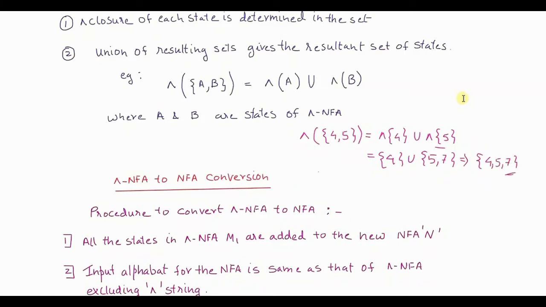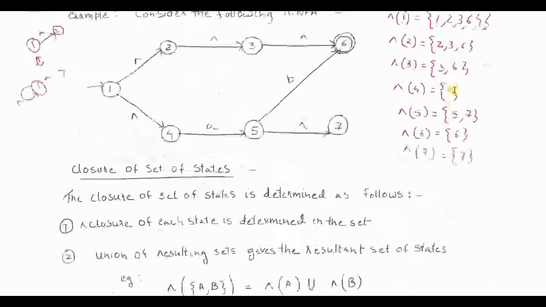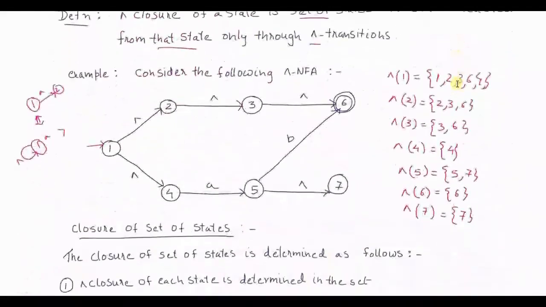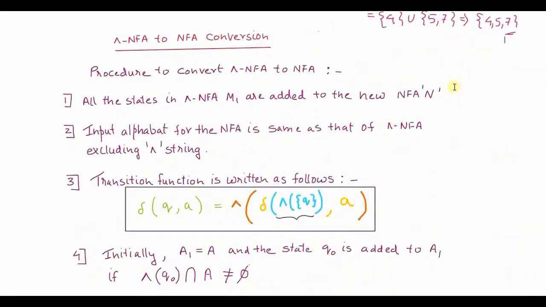So this is how closure of each individual state is determined. This is called closure of a set of states. Having understood what is closure of a state and closure of a set of states, next we come to a very important algorithm, called the null NFA to NFA conversion algorithm. Why is this important? Because whenever any null NFA is given to you, using this procedure you will be able to convert it to an equivalent NFA. In the next lecture, I'm going to solve a problem on this. Right now, I'll only be covering the procedure to convert the given null NFA to NFA.